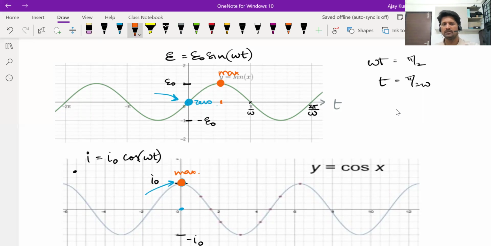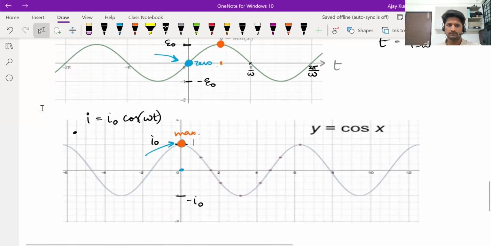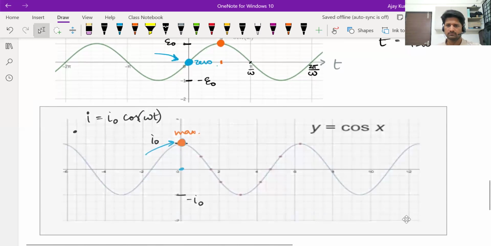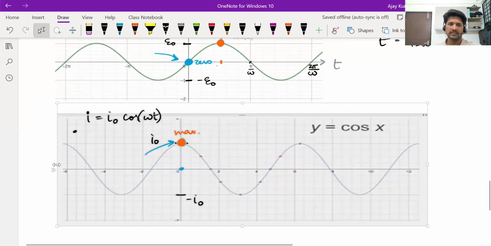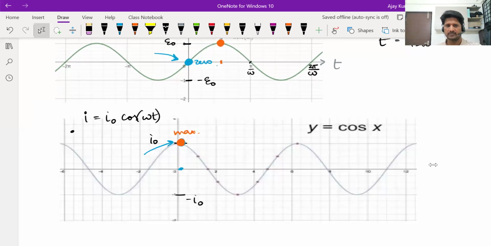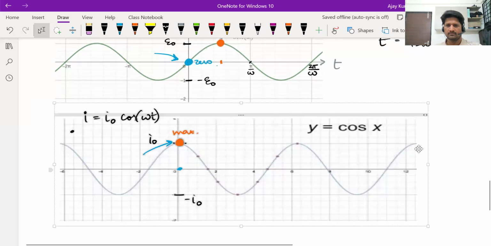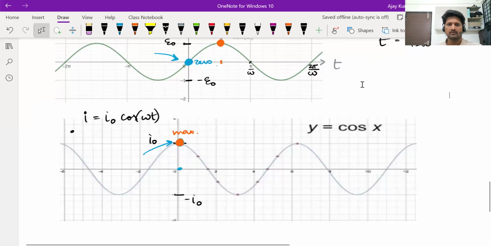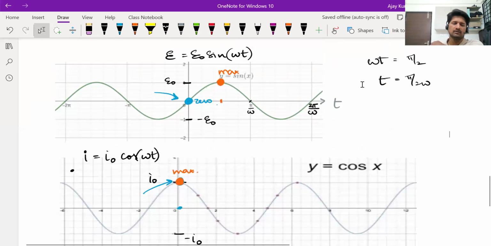Did you both understand what it means by current leading EMF by phase difference pi by 2? Sir, so the current will always be pi by 2 more than the EMF, right? Ahead, not more. Yes, current will always be an angle of pi by 2 ahead of the EMF. The value may be more, maybe less, that we cannot say, but angle wise, it will be ahead of the EMF function.